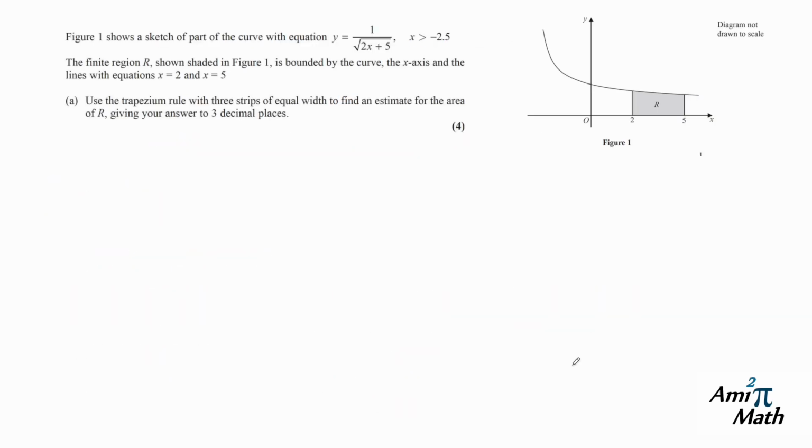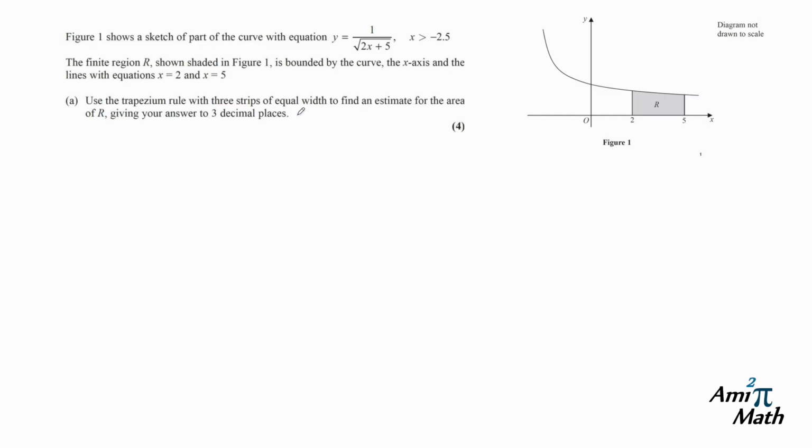Figure 1 shows a sketch of part of the curve with the equation y equals 1 over root of 2x plus 5. The finite region R, shown shaded in figure 1, is bounded by the curve, the x-axis, and the lines x equals 2 and x equals 5. Use a trapezium rule with 3 strips of equal width to find an estimate for the area of R, giving your answer to 3 decimal places.